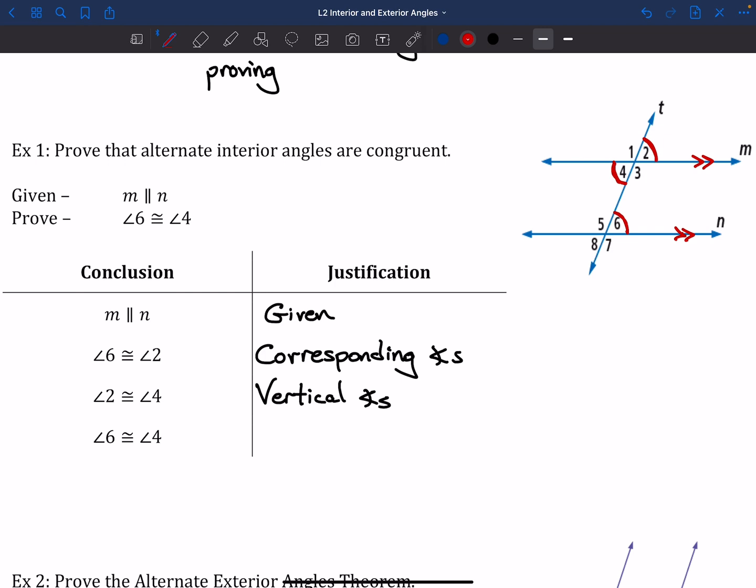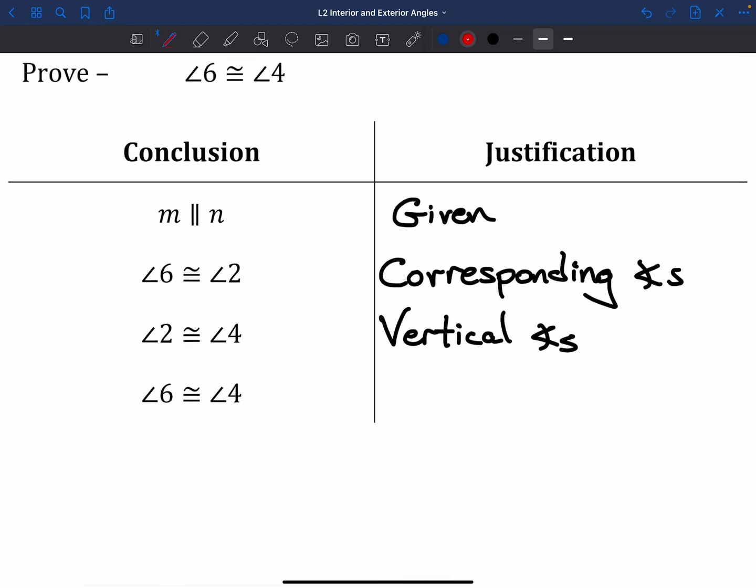So you might be thinking, oh yeah, we just learned about this. They're alternate interior angles, that's why. But that's what we're trying to prove. So we can't use what we're trying to prove as our justification. That's kind of a no-no. So another way that we can get there, and you're going to have to go with me for a little ride here, is we can use this thing called the transitive property.